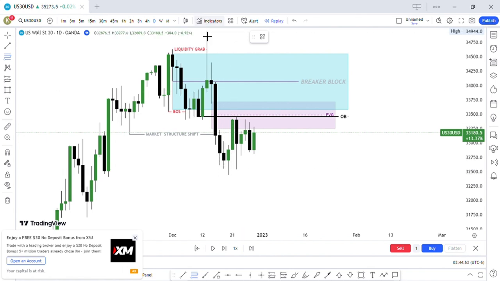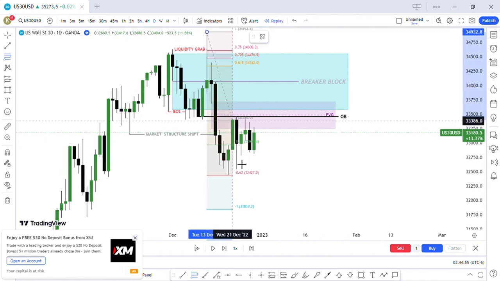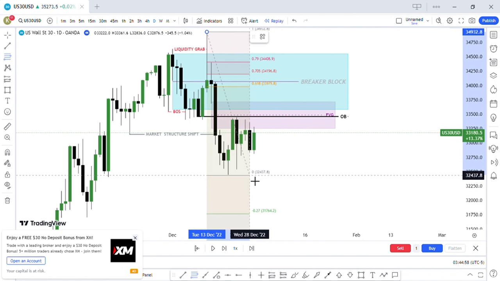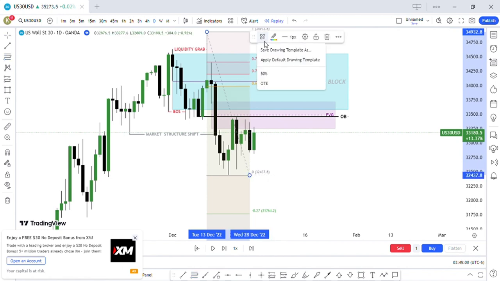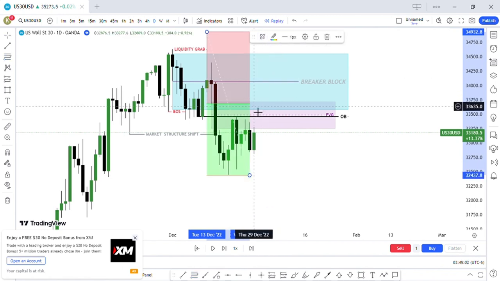whether the market is in a discount or in a premium. Then we look for our 50% here. So the market is in a premium. The fair value gap is not in a premium, so we cannot sell. So we're looking to sell in the premium market. Okay, so let's look at price.